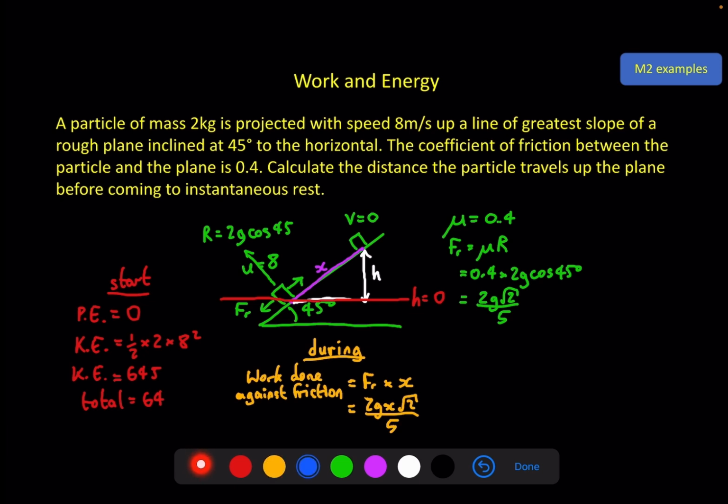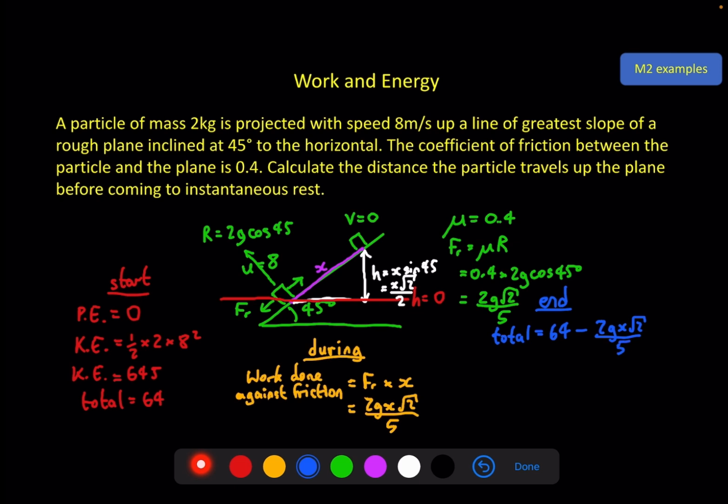Now we come to the end. At this point I'm going to need to know the height compared with the 0 level, so that is x sine 45, which is x root 2 over 2, which I'm going to need for the potential energy. But before I do that, let's consider the total energy in the system now. We started with 64 joules of energy here. We lost this many joules of energy during the motion due to friction. So at the end, our total energy is now 64 minus 2gx root 2 over 5.